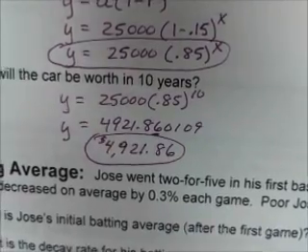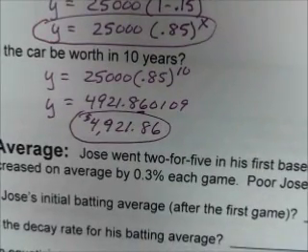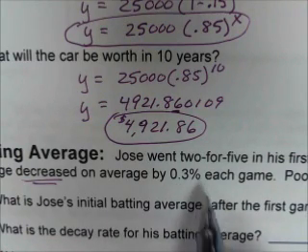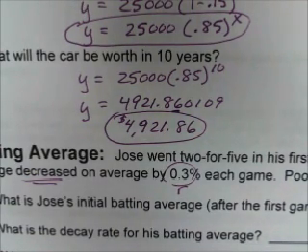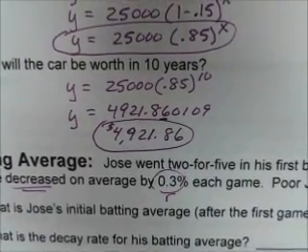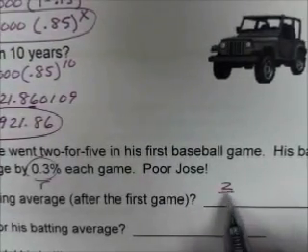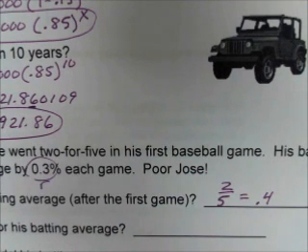And our last example, we have batting average. Jose went 2 for 5 in his first baseball game. His batting average decreased, all right, it's decreased, so we're thinking of exponential decay, by 0.3% each game. So the 0.3%, that's our R value. Poor Jose, he's not doing so well if he decreases each time. Part A, what is Jose's initial batting average after the first game? Well, after the first game, he went 2 for 5. So 2 out of 5 is equivalent to 0.4. Oftentimes it'd be 0.400.